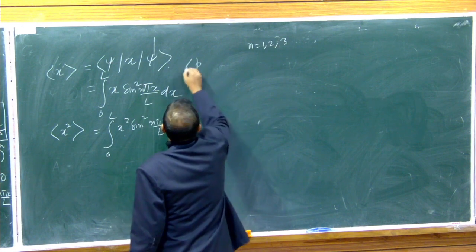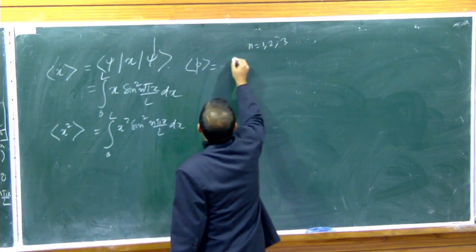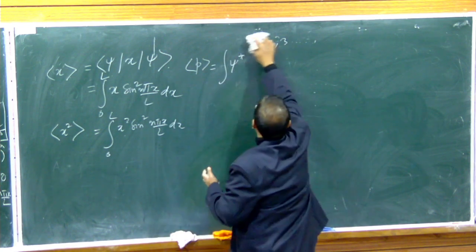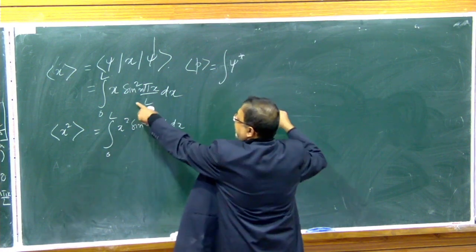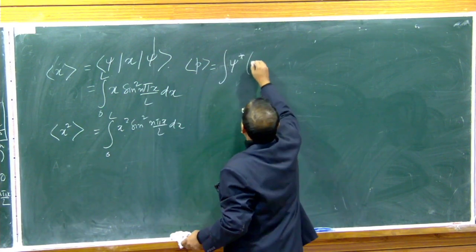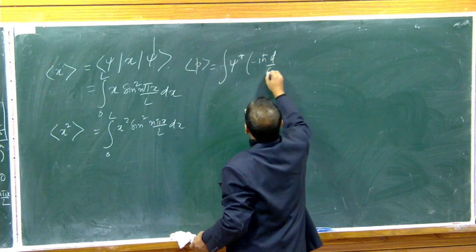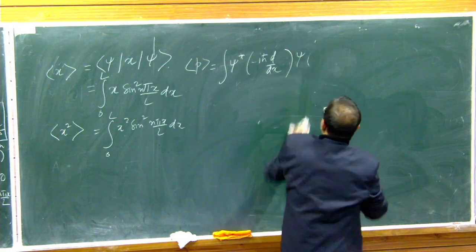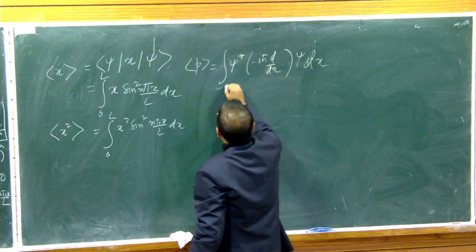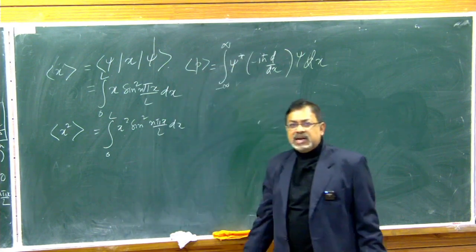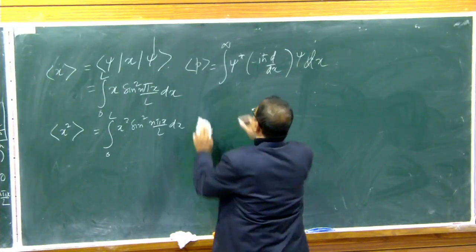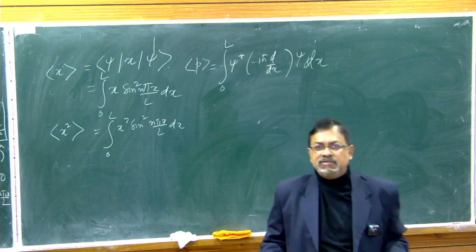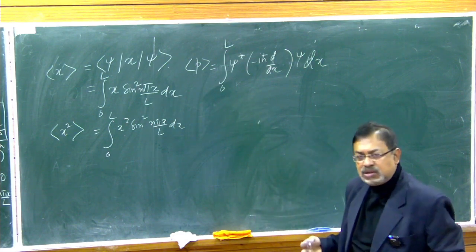Okay, and do this solution. Similarly, p can be found by using minus i h cross del by del x. You have to be a little careful because you cannot just simply write psi square here. So you have minus i h cross d dx acting on psi, integrated from minus infinity to plus infinity, and it reduces to 0 to L, because everywhere else the wave function vanishes.